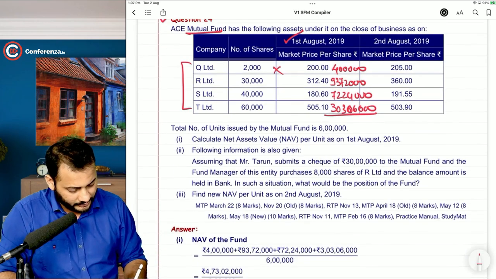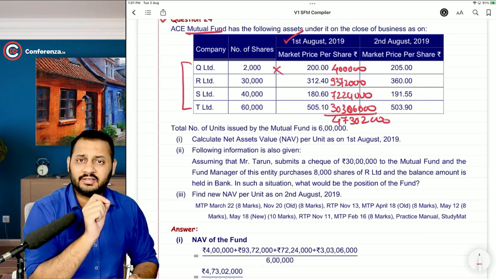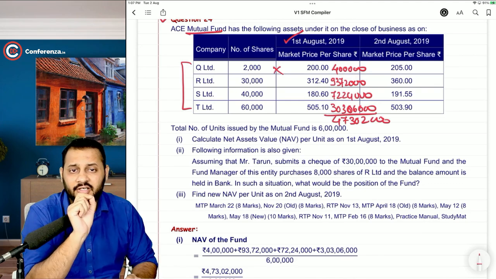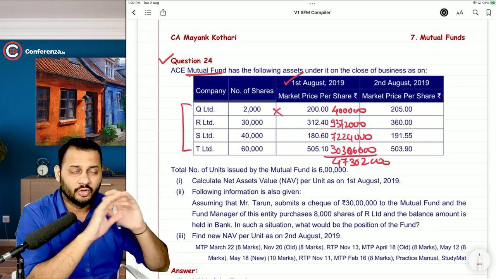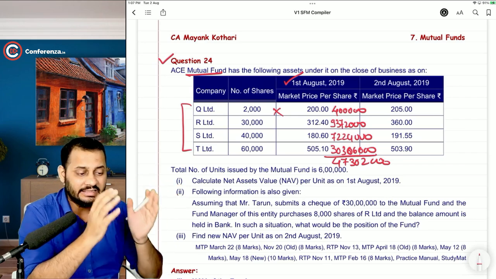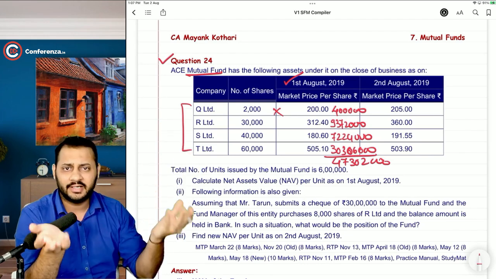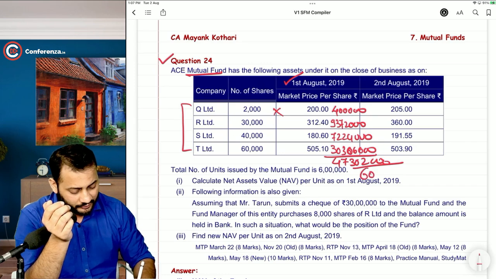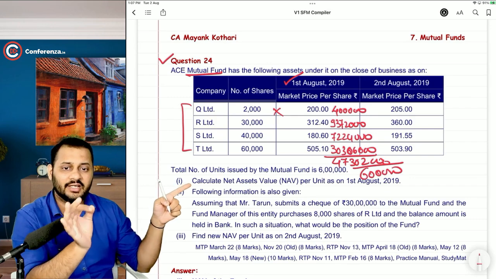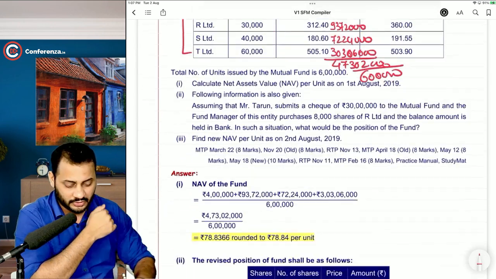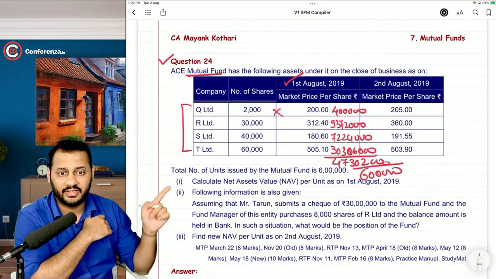So if you do the total, it comes to 473,02,000. So that's the net assets on the very first day of August 2019. There is no cash balance, there is no liability, nothing in the assets and liability column except for this, which is given. So this will be treated as the net assets divided by the number of units, which is 6 lakhs. And you will get the first answer, which is to calculate the net asset value per unit as on 1st August 2019. 473 divided by 6 lakhs, and that is your net asset value on the very first date.